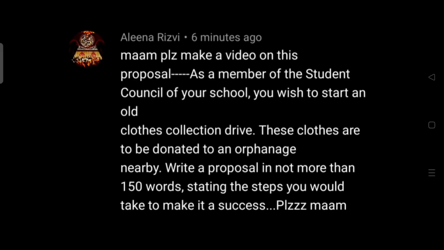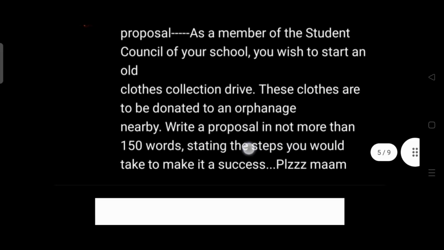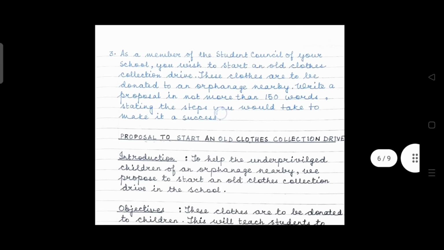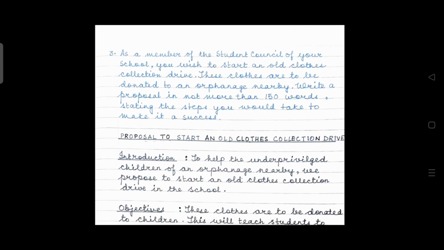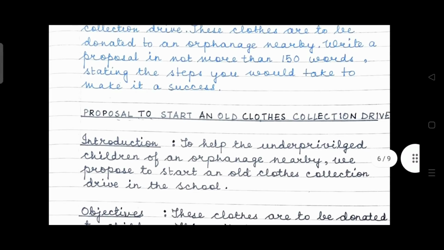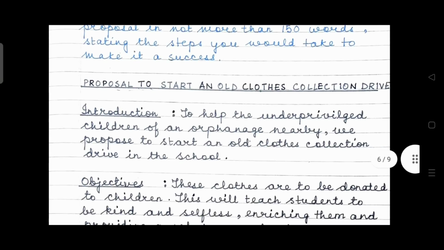Let us read this answer, and all of you, this is a platform where we can do group study. Answer number 3. Proposal to start an old clothes collection drive. This is the title. Again, block letters, underline it, leave one line, write the introduction.